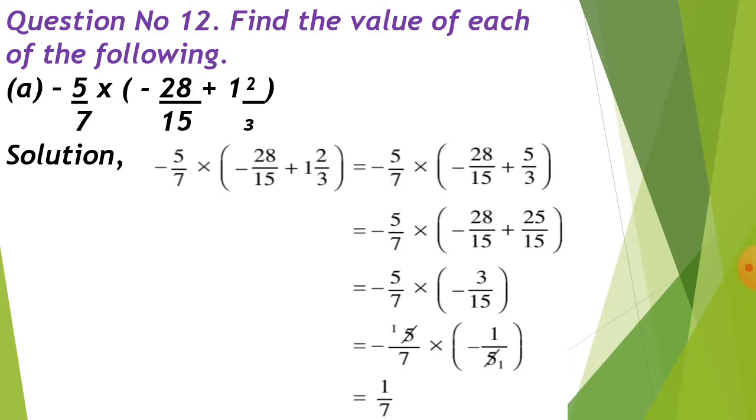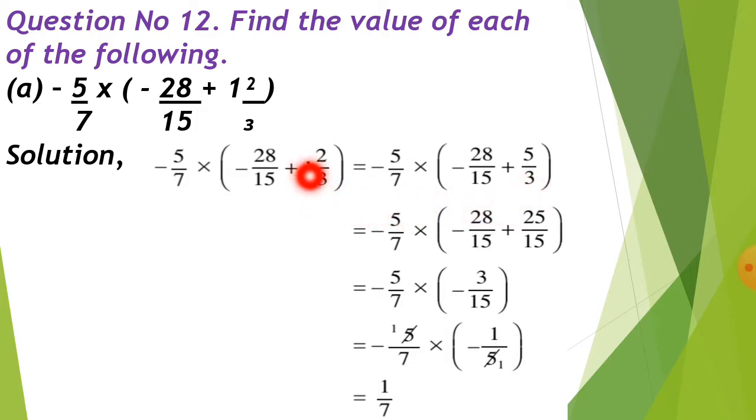Question number 12 is there. Find the value of each of the following. A part is there: minus 5 over 7 into minus 28 over 15 plus 1 into 2 over 3. First of all, we have to solve these brackets only. We are not going to remove these brackets because outside of the bracket there is a sign of multiplication. So we have to solve this bracket first because it has the plus sign. We are going to change these mixed fractions into improper fractions.